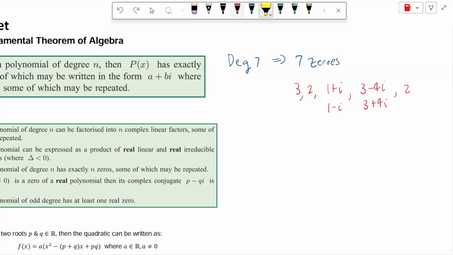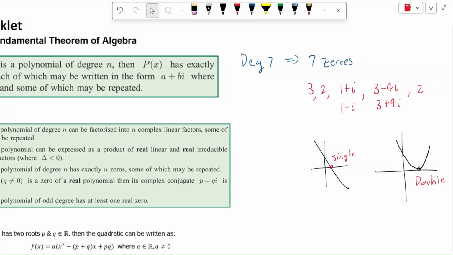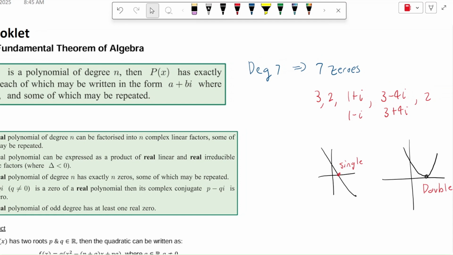If you're looking at a graph, generally, if it has an x-intercept looking like this, it would be a single. But if your graph instead looked like this, this would be a double. I'd encourage you to think about what a triple might look like. But zeros can be repeated. It's really important to mention that. So that's an example of a degree 7 and what zeros it could have.